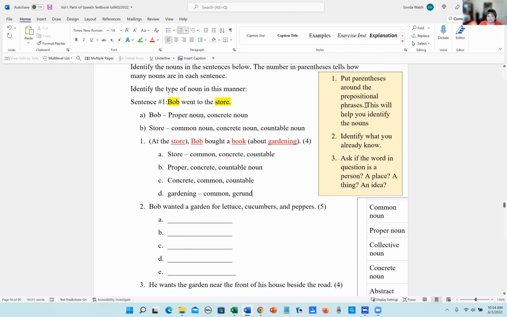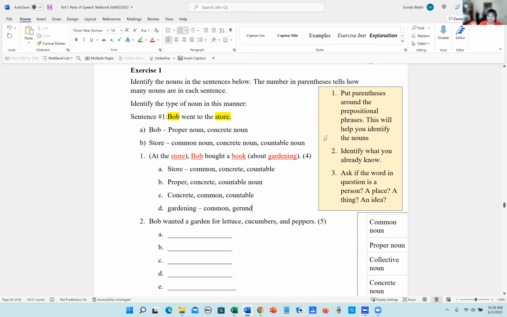So the first thing, let's come back down here, put parentheses around the prepositional phrases. So y'all remember this one? I think we've done this one for lettuce, cucumbers, and peppers. So this one, we only have one prepositional phrase. So identify what we already know. I don't see any pronouns or any conjunctions.